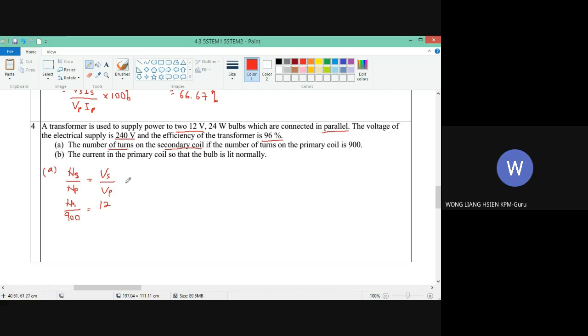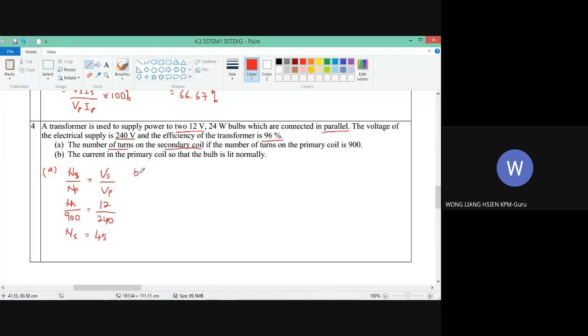Okay, so over the voltage in primary, which is 240. So the number of turns in secondary equals 45. Okay, 45 turns.